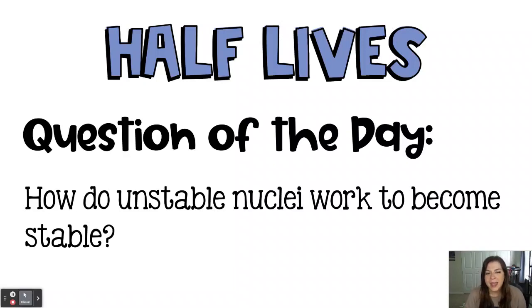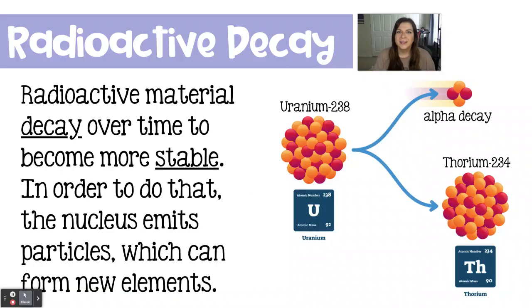The question of the day: how do unstable nuclei work to become stable? Because chemistry is all about reaching stability. All right, we already know from the nuclear reactions lesson and the types of radiation lesson that anytime you have a radioisotope, the nucleus, rather, is going to slowly break down over time in order to become more stable. In doing that, it's going to emit energy, and sometimes it also emits particles.